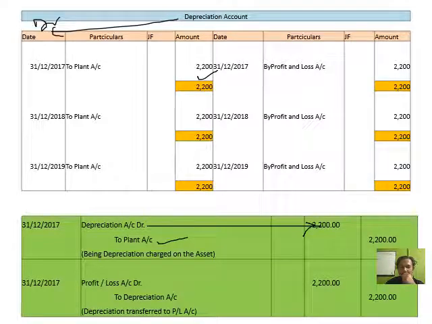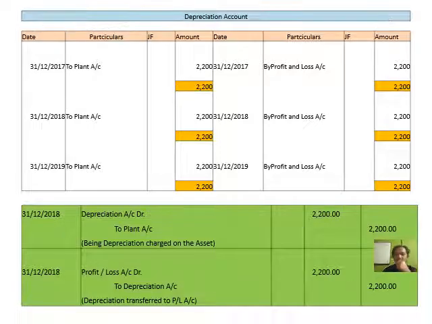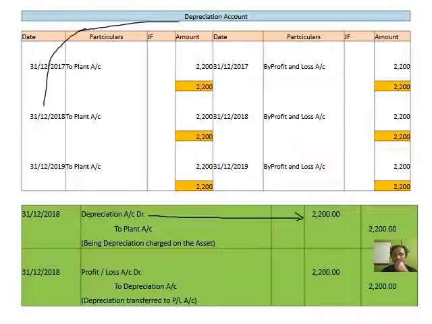And the next entry is what? Profit and loss account debit to depreciation account. Now in this case depreciation is on the credit side, so we will write it on the credit side, what? By profit and loss account. So if you look, both the sides are equal. Similarly, the next year, if we go for 2018, depreciation account debit to plant account, depreciation is given in the debit side, so depreciation on the debit side. So this entry is coming in the debit side. To plant account 2200.